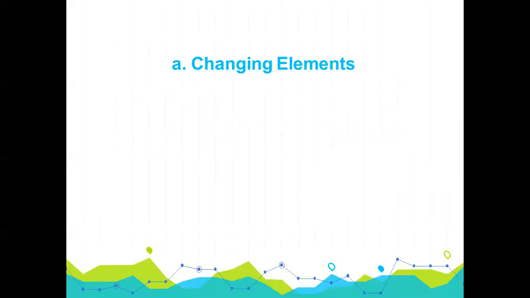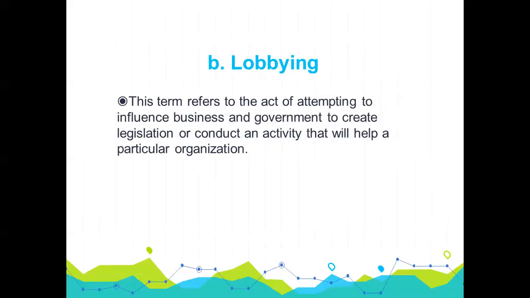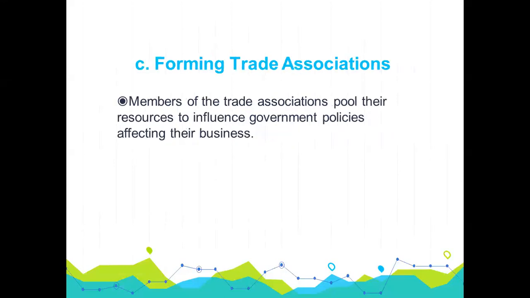Manipulating the environment, changing elements, lobbying. This term refers to the act of attempting to influence business and government to create legislation or conduct an activity that will help a particular organization. Forming trade associations. Members of the trade associations pool their resources to influence government policies affecting their business.